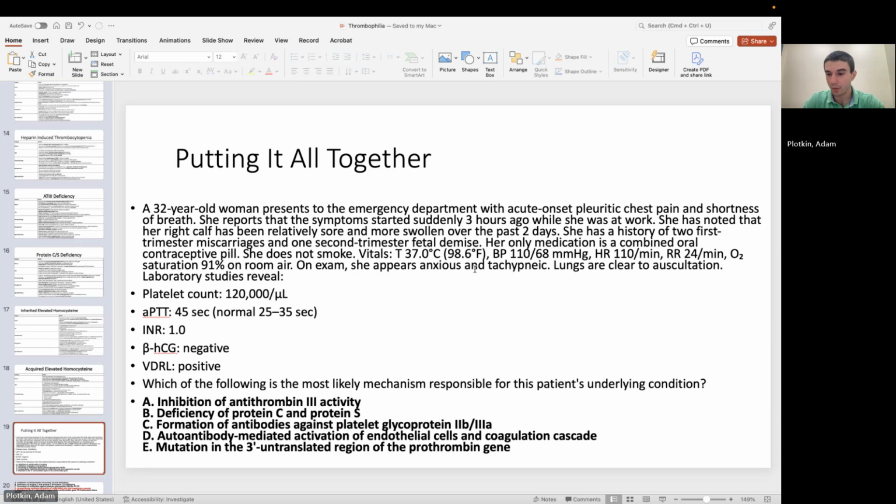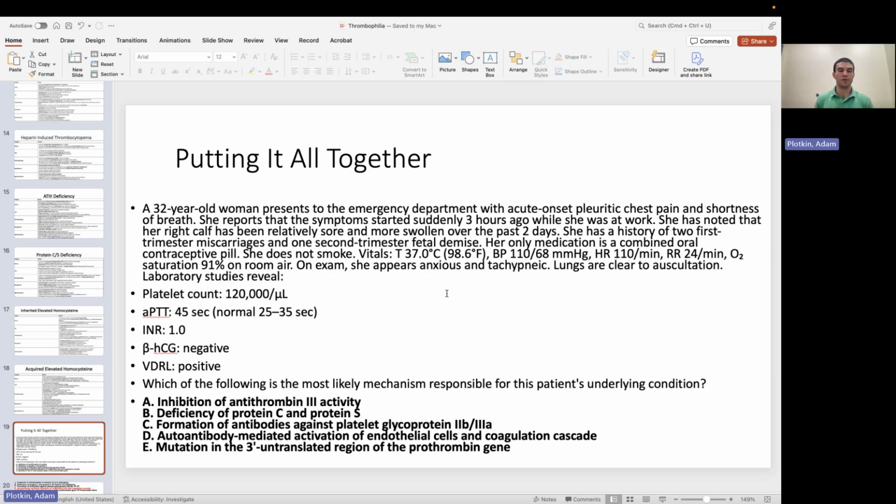All right, that was a whole lot. We're going to put it together with one final question, and then we'll be done. We have a 32-year-old woman who presents to the emergency department with acute onset pleuritic chest pain and shortness of breath. She reports that the symptoms started suddenly 3 hours ago while she was at work. She has noted that her right calf has been sore and more swollen over the past 2 days.